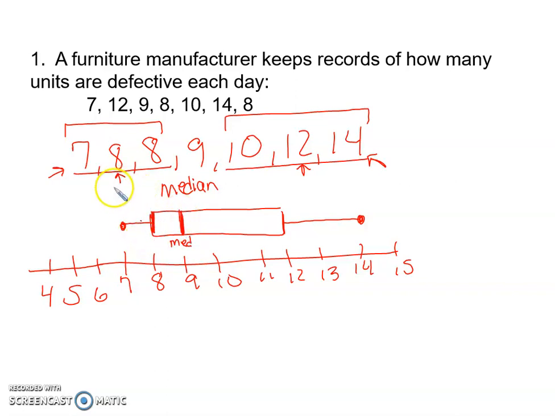The median of the low end is called quartile 1. The median of the upper end is called quartile 3. My low value is a 7, that's the minimum, and my high value, which is a 14, is my maximum. Okay, so these are the parts of a box and whiskers. This is how you set it up. I'm going to do one more for you, so you can see what that looks like.